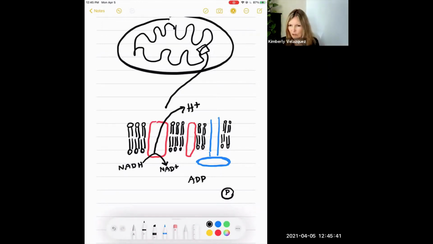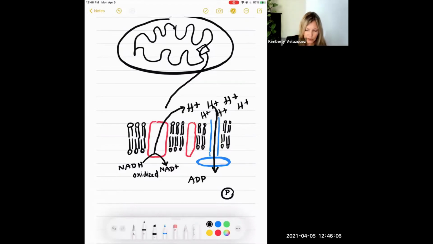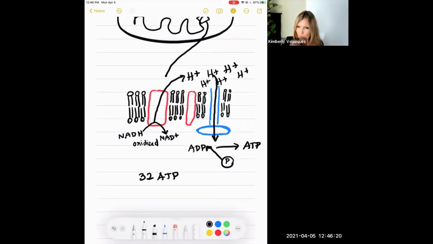Loss of electrons is oxidation. So that NADH became oxidized to form NAD+, and that hydrogen gets pumped out into this space. Okay, that's going to keep happening, and these hydrogens build up out here. They can't just come across that phospholipid bilayer because they're charged, but they can come across through the ATP synthase. And when they do, this rotor spins and it sticks phosphate groups onto ADP to form ATP. And 32 ATP on average are going to get generated through this process.